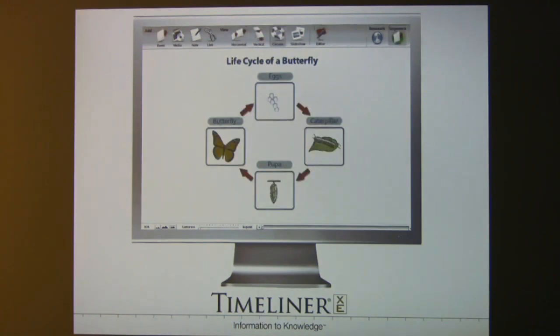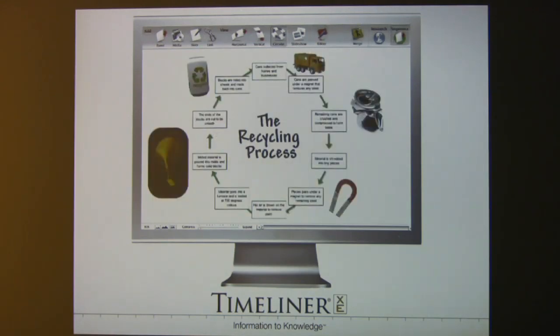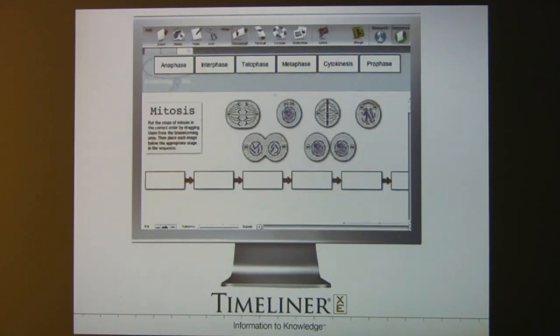Here's the life cycle of a butterfly. You can think about other examples like the phases of the moon, recycling process. Here's a higher level example of mitosis. So the student would have to put the phases of mitosis in order and then match the cell diagram that matches that stage.